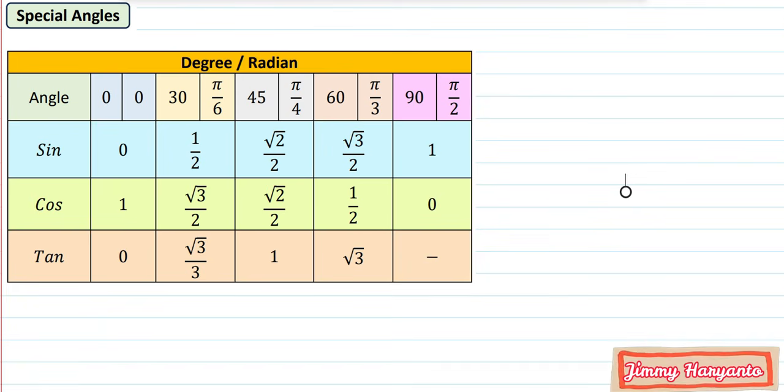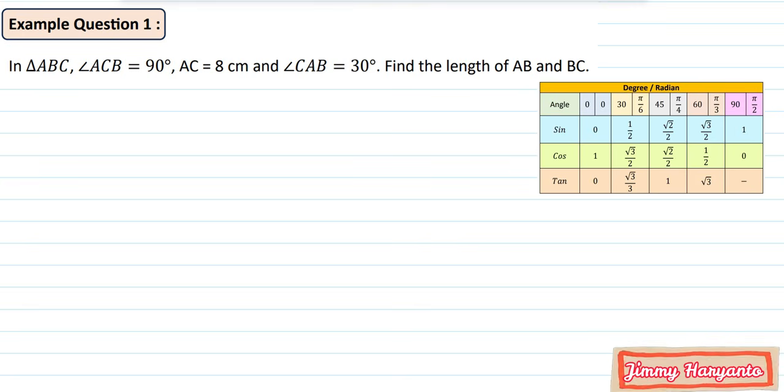But if you want to know how to convert degrees into radians, I think we have to memorize this: 180 degrees is pi radians. To convert it, you only have to use the ratio. Okay, let's take a look at example question 1.